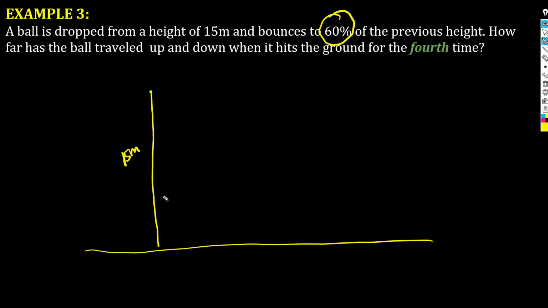Which means, once it bounces from the ground the first time, ang talbog niya ngayon pabalik, paakyat, is only 60% of 15. Which in this case is what? 9? Tama ba? 9. But let me not write it like that. I'll write it on the side, yung pagtaas niya dito.